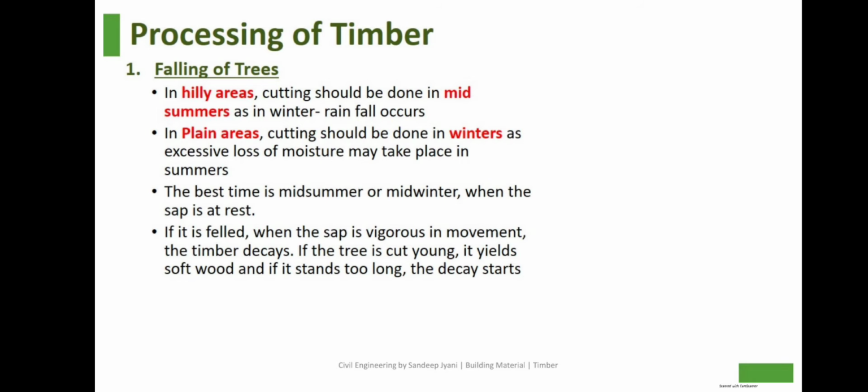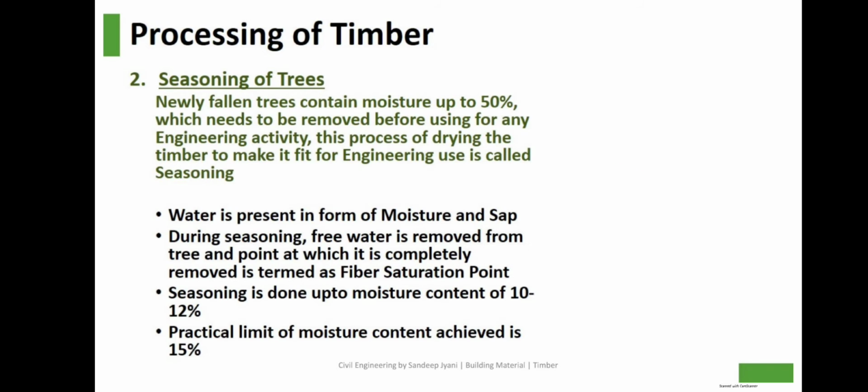If felled when the sap is vigorous in movement, the timber decays. If the tree is cut young, it yields softwood, and if it stands too long, the decay starts.